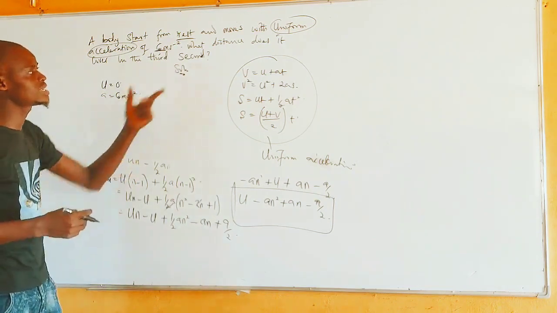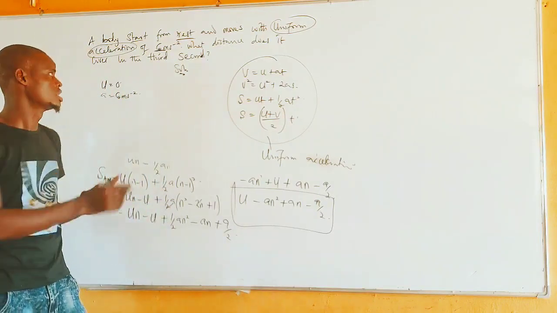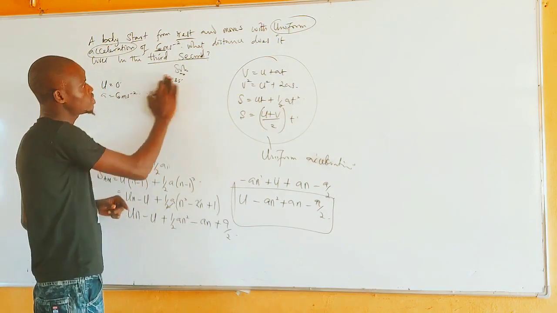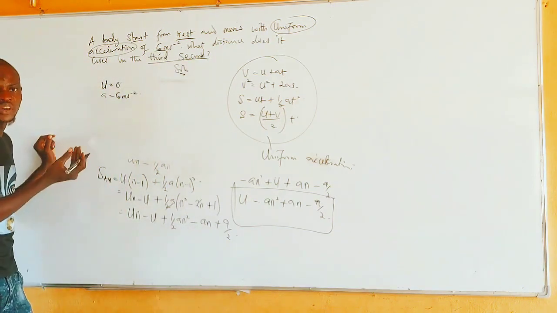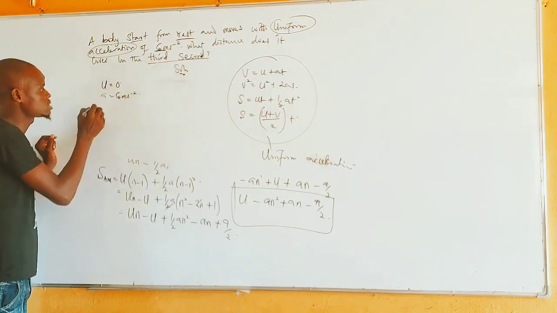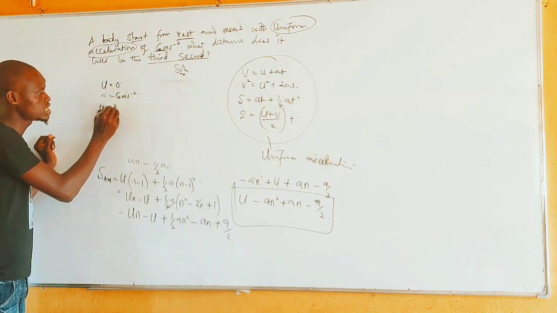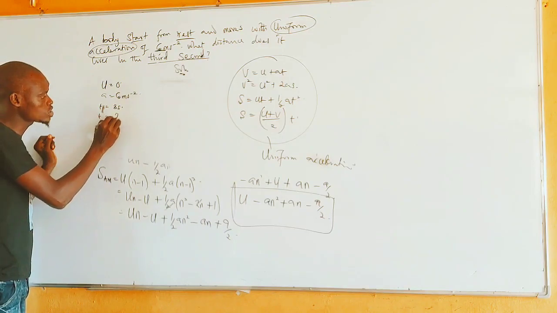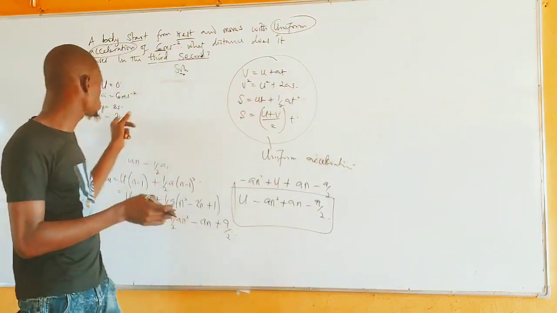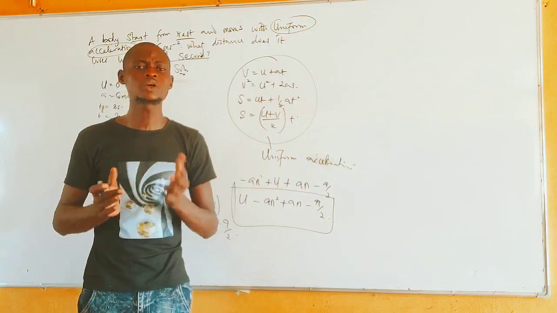Now they said what distance does it cover in the third second? Don't forget that I said third second. This third second never means that the time taken is equal to 3 seconds. Third second simply means the distance the body will cover between the time t equals 2 seconds and time t equals 3 seconds. What is the distance the body covered between time t equals 2 seconds and 3 seconds? What distance does the body cover between that time? That's what we have to find.